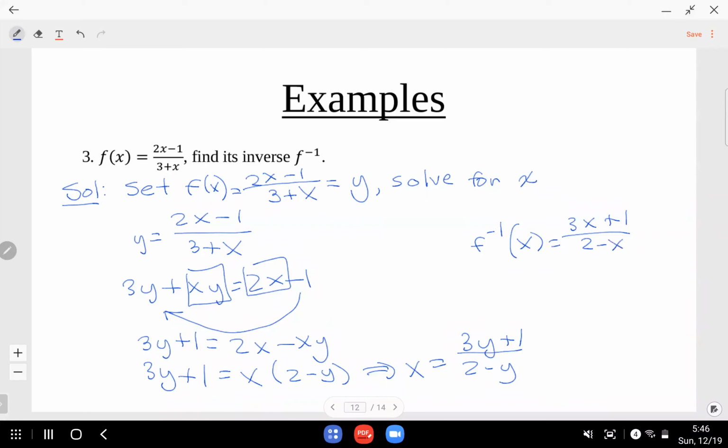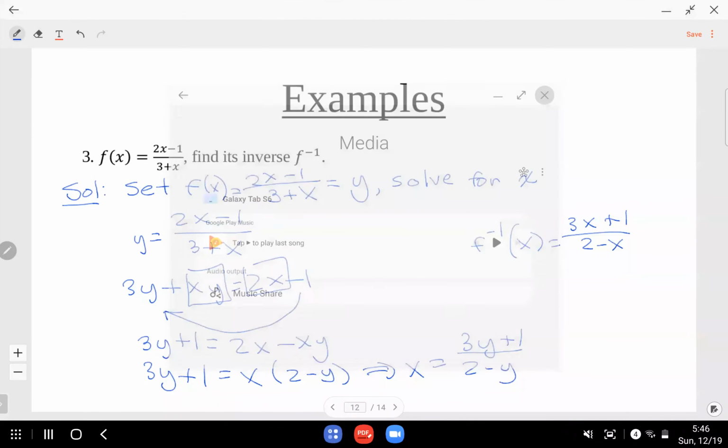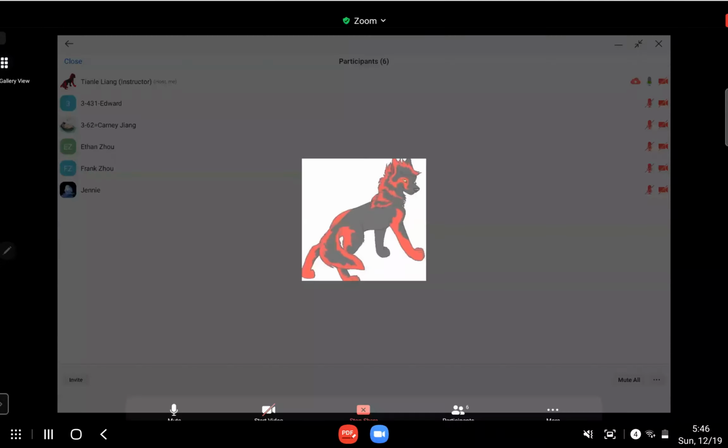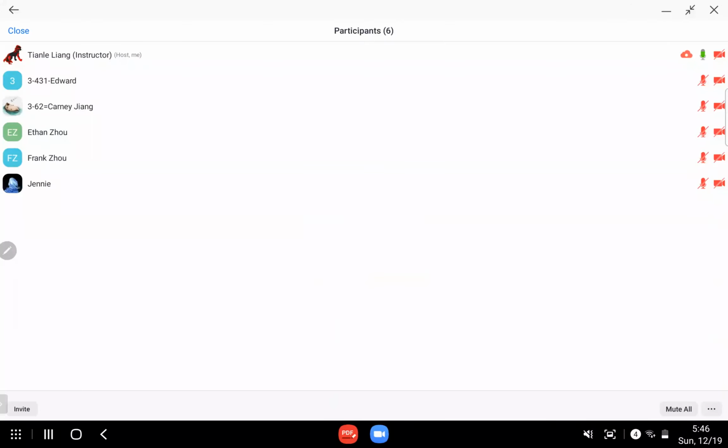Okay, so that is how we solve that. A little review of how to solve literal equations where you have two variables. Okay, so that's a pretty good review, right? So are there any questions about this so far? Any questions?